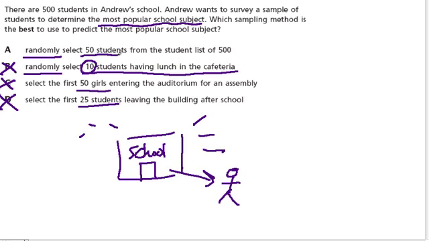The best way to predict the most popular school subject for everybody is just to randomly select some group of 50 students from the student list of 500. And of course, the best thing would be to pick all 500 students. But the goal here is to pick a smaller group that represents everybody. So again, the larger the group, in general, the better it will be. Combine that large group with a random selection, and you've got the best method of all. All right, thanks.